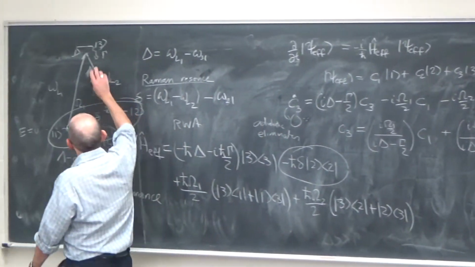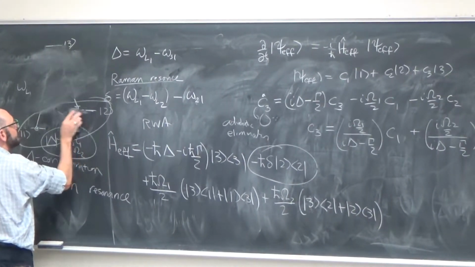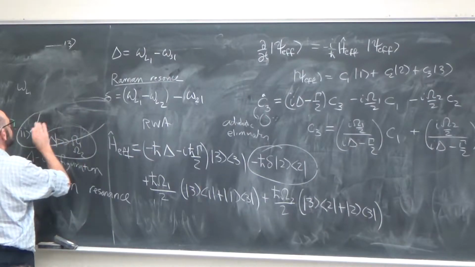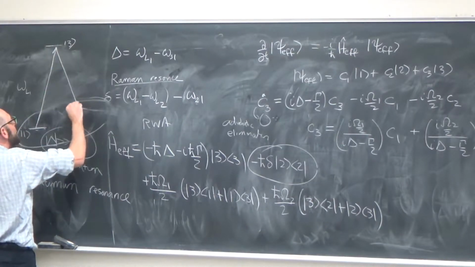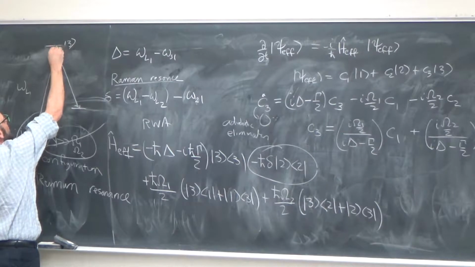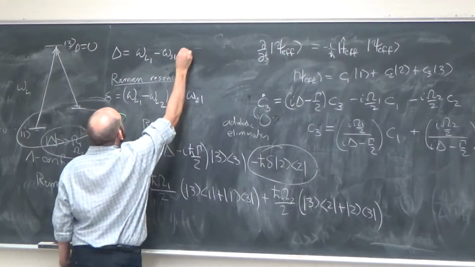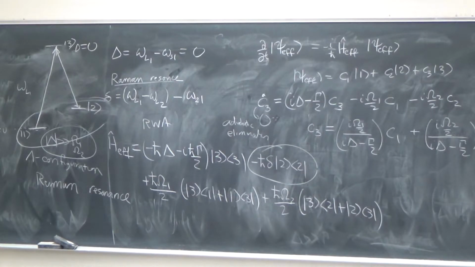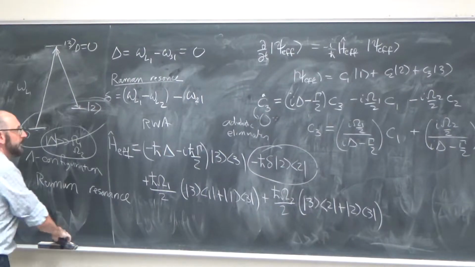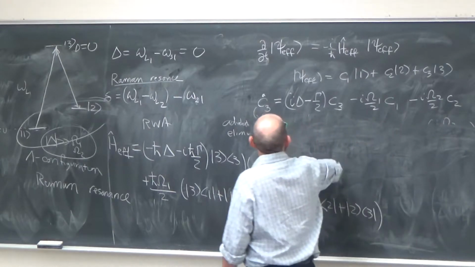And let's look at this in a slightly different way, in a different situation. Let's say that instead of going far off resonance, I'm going to go exactly on resonance. I'm going to make delta equal to 0. Okay? What happens in that circumstance in this lambda configuration?